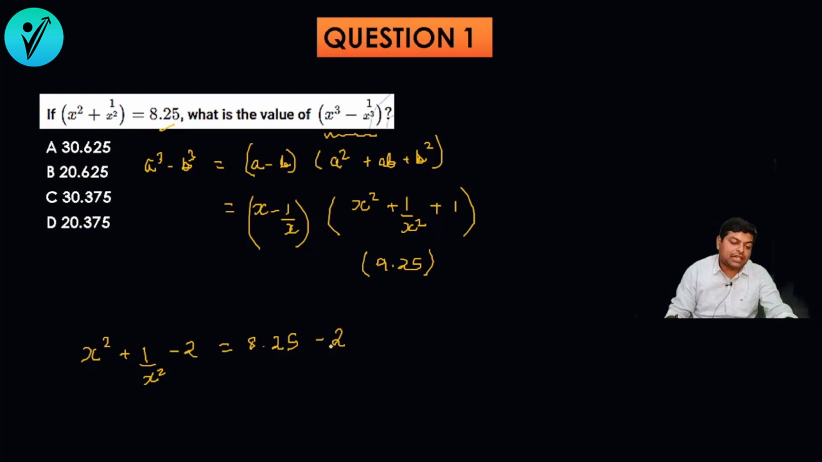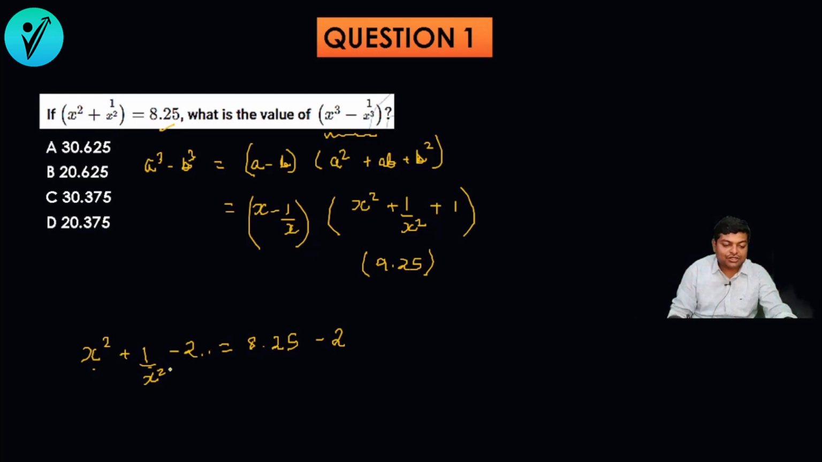Now if I have subtracted 2 from both the sides, this will be 6.25. 6.25 is what? It's 2.5 whole square. And if you closely observe this expression, it is a square plus b square minus 2ab. Now it might appear that it's only 2, but it is actually 2 times a into b. Why? Because the product of a and b is 1.